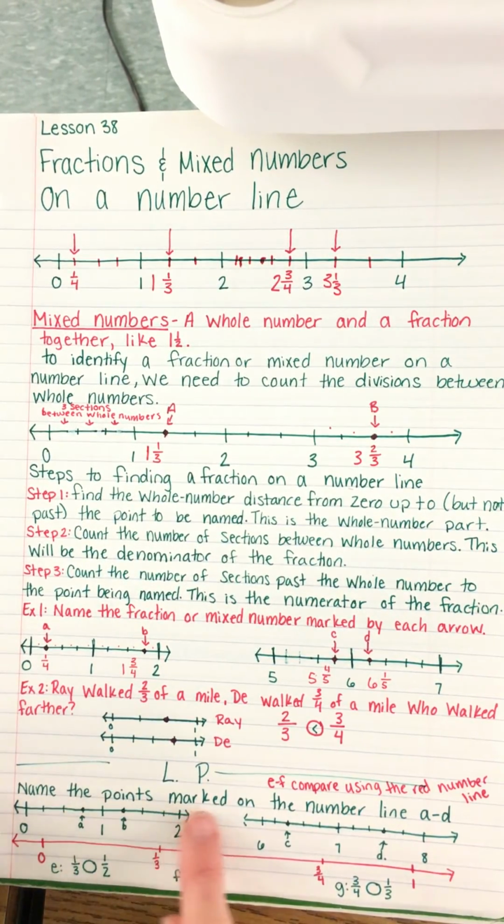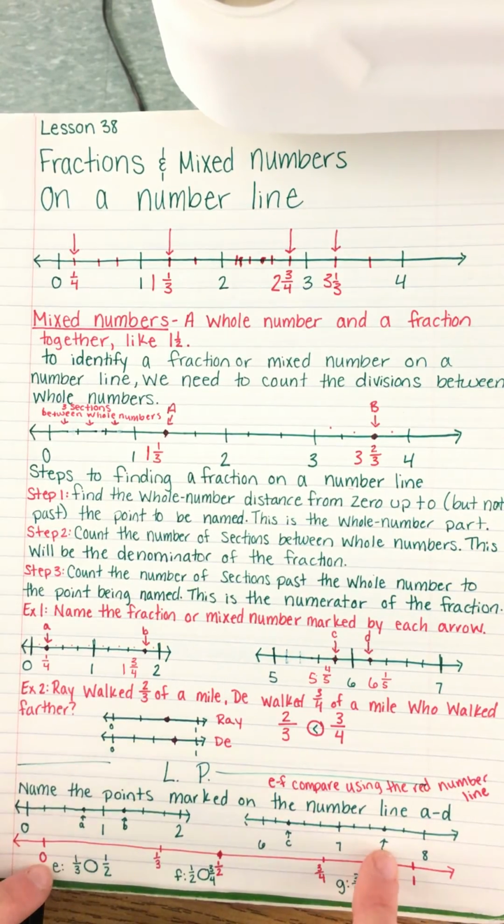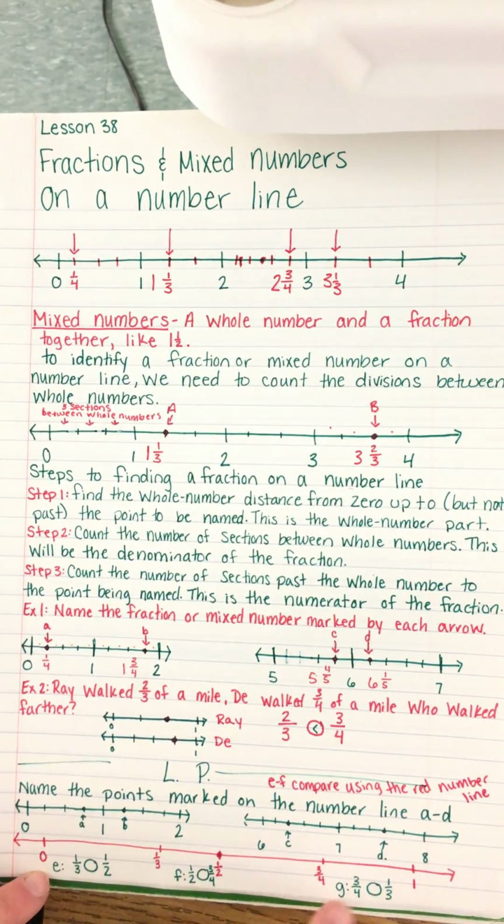Lesson practice. Name the points marked on the number line, A, B, C, and D. E through F. Mark those ones.